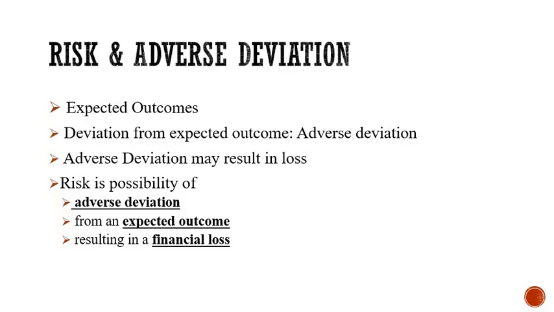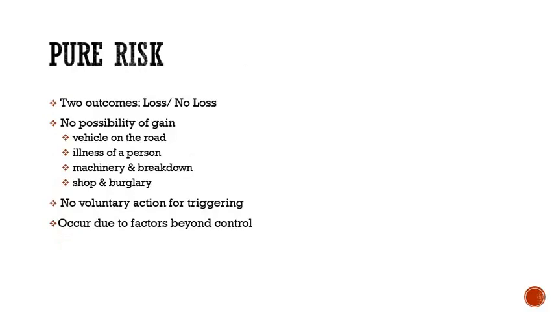So, what is risk? It is the possibility of an adverse deviation from an expected or desired outcome resulting in financial loss. So, there are 3 ingredients here: 1. Expected or desired outcome. 2. Adverse deviation. And 3. Financial loss. Please remember these 3 ingredients as they are important from an exam point of view. Now, let us come to the topic of pure and speculative risks. The distinction is important to understand because pure risks are covered by insurance and speculative risks are usually not.